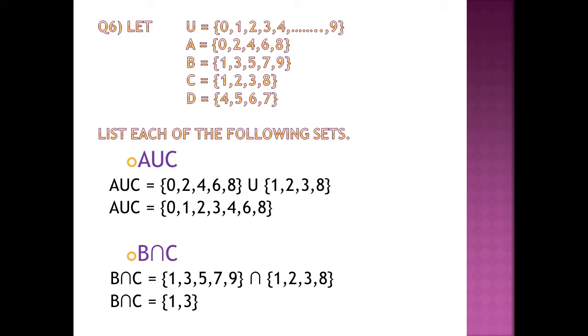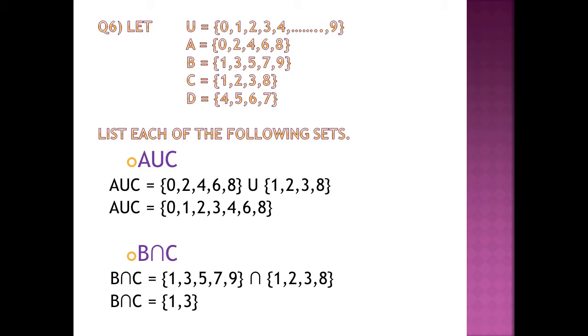Question number 6. Let U equal {0, 1, 2, 3, 4, ..., 9}. It means we have elements in this set U: 0, 1, 2, 3, 4, 5, 6, 7, 8, 9. What is the meaning of U? U is the universal set and it contains all the elements of A, B, C and D. List each of the following sets.